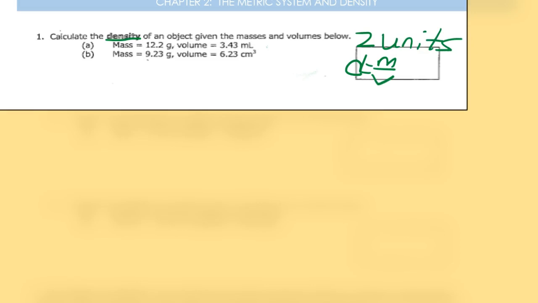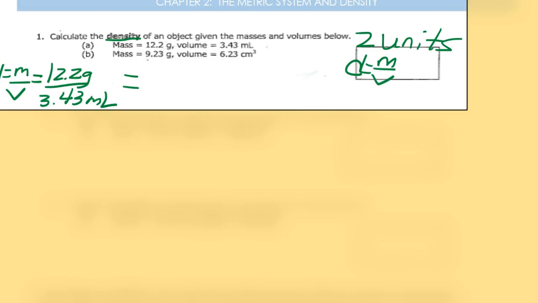So over here, we're going to go ahead and do the first problem. Notice that they give you the mass of 12.2 grams and the volume is 3.43 milliliters. All you need to do is plug this in, M over V. The mass was 12.2 grams over 3.43 milliliters. You must be aware of the fact that significant digits is in this problem. We can't forget about that because all of your homework will involve having to calculate significant digits.